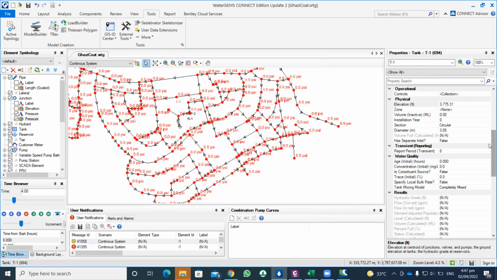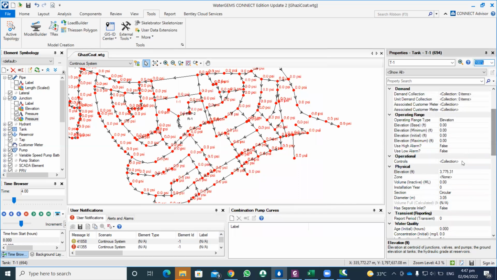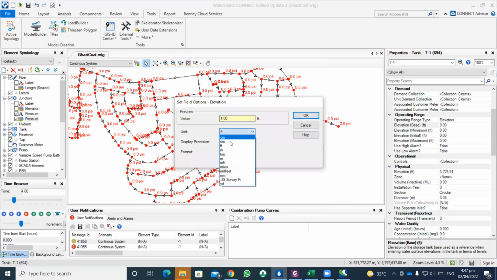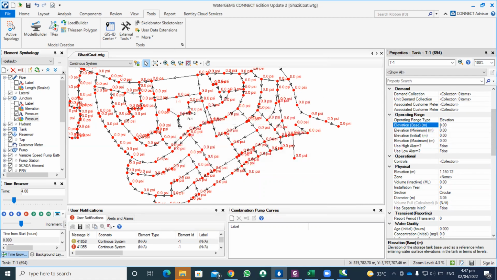So the elevation. Here you can observe that the elevation to the tank has been designed. I want to change the unit to meter. I want to design a 15 meter tank. So the base elevation of the tank from the ground is about 15 meter, and I want to keep it.